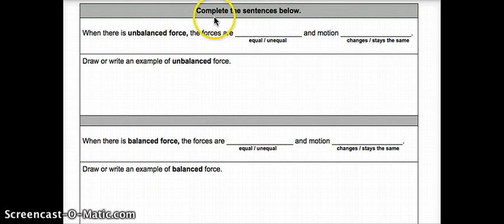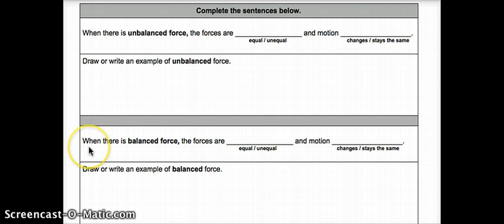The last part asks you to complete the sentences below. The first sentence says, when there is unbalanced force, the forces are equal or unequal, you need to decide, and motion changes or stays the same, you decide. Press pause to do this, press play when you're done. Then the question asks you to draw or write an example of unbalanced force. You can choose what to do, draw or write an example of unbalanced force.